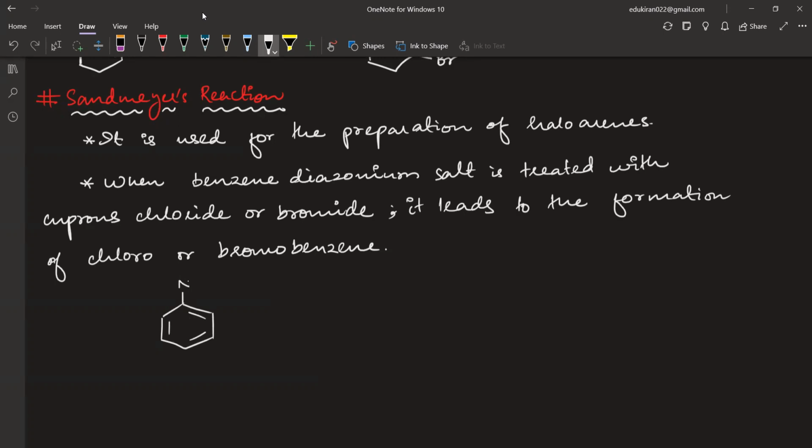This is benzene diazonium. Salt means you will have either Cl negative or Br negative. Mainly it is Cl negative only. And you react this with cuprous chloride, that is Cu2Cl2. Okay, and what you will be getting? Chlorobenzene. You can do a similar reaction and you will also get bromobenzene.